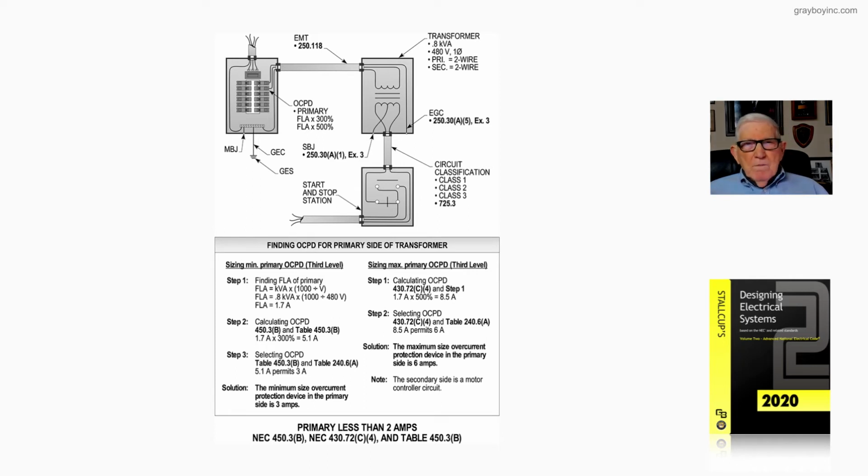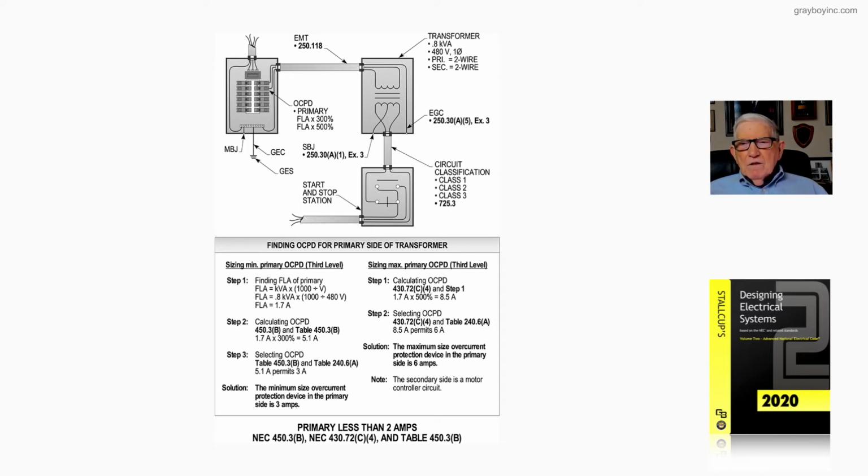Now you'd say, well, once we have this control transformer and we have maybe 2 or 3 other contactors on it, or maybe we're just getting an unusual inrush current, we want to apply the step 1 and the maximum size that we'd want to be using from 430.72. So the step 1, 1.7 full load amps, times the 500% now selected from 430.72(C)(4), we come up with 8.5.